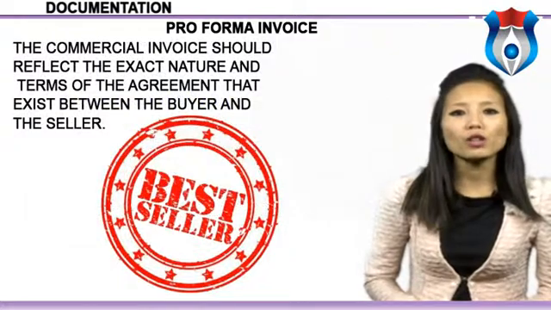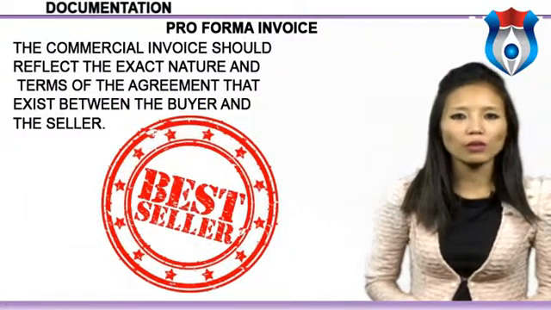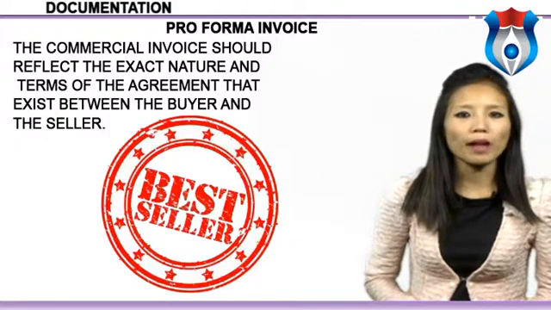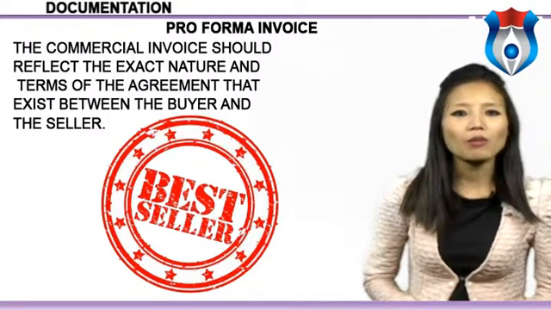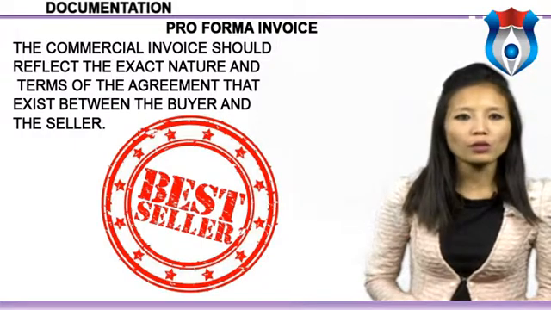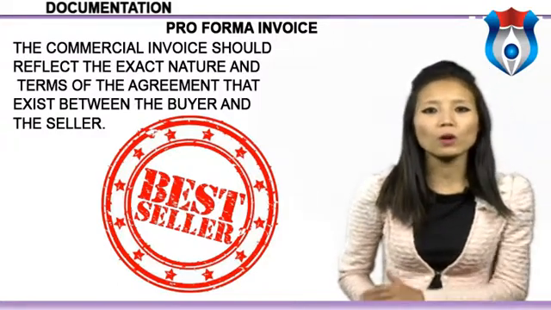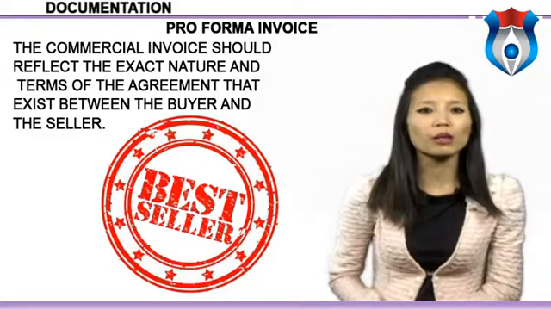The commercial invoice should reflect the exact nature and terms of the agreement that exists between the buyer and the seller. Most duties are applied at an ad valorem rate, which is based on the value of the goods upon their arrival, usually CIF: cost, insurance and freight. The invoice would be totaled to that amount and the duties paid accordingly. So it is key in most customs clearances.